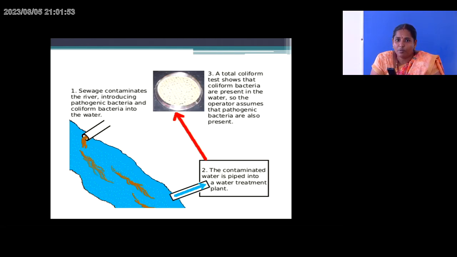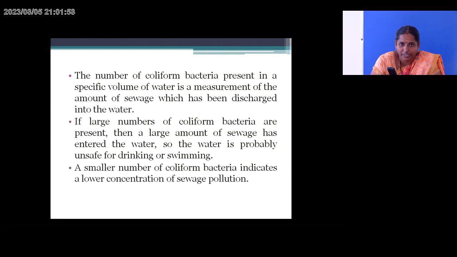Total coliform bacteria are tested for detection. How do we detect the pathogens, especially coliform bacteria? The number of coliform bacteria present in a specific volume of water is a measurement of the amount of sewage which has been discharged into the water. If a large number of coliform bacteria are present, then a large amount of sewage has entered the water, so the water is probably unsafe for drinking or swimming. A smaller number of coliform bacteria indicates a lower concentration of sewage pollution.